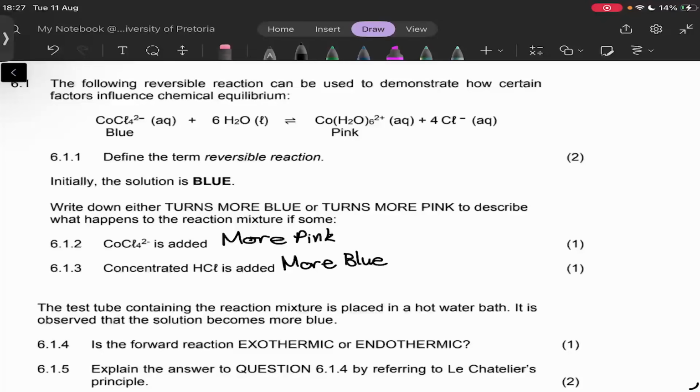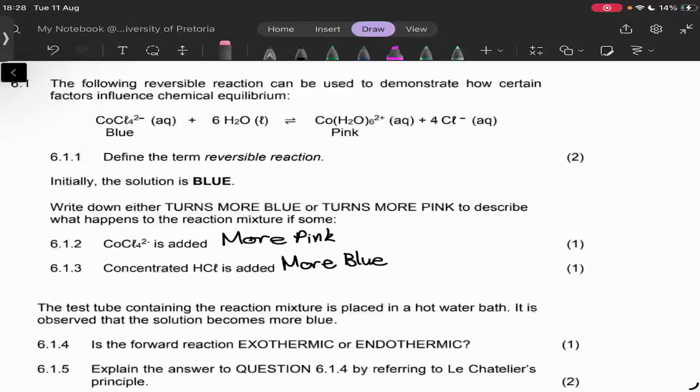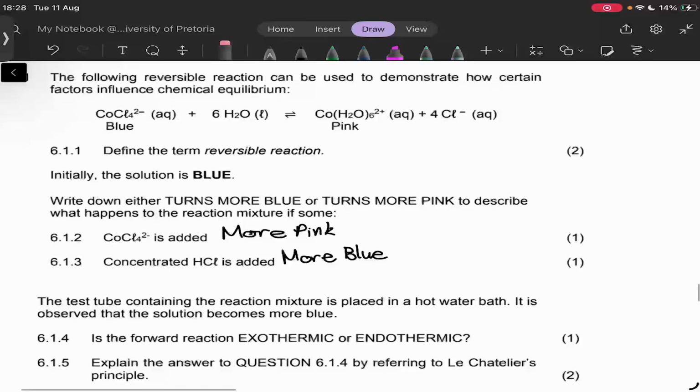The reason is if you add HCl, we know it breaks apart into the H plus and the Cl minus. That Cl minus is on this side, and if we add more of this here, the reaction wants to use it up, and the only way to use it up is if it shifts more towards the left side of the reaction, we shift more towards blue. Our reverse is being favored. Is that clear? Are we clear on that? Okay, getting thumbs up. That's very encouraging. Let's move on.